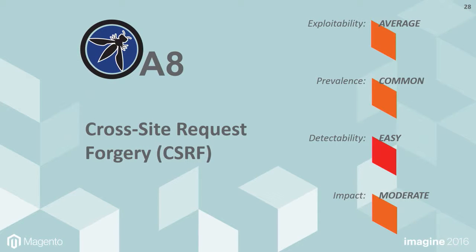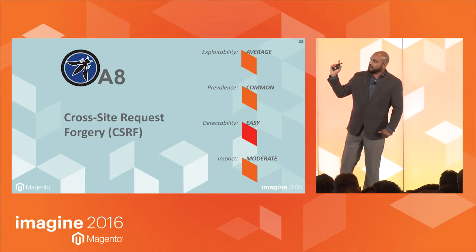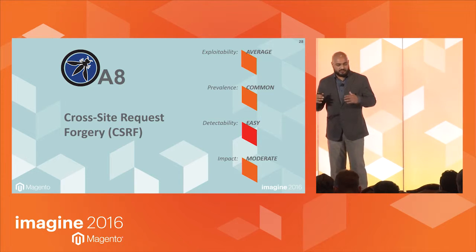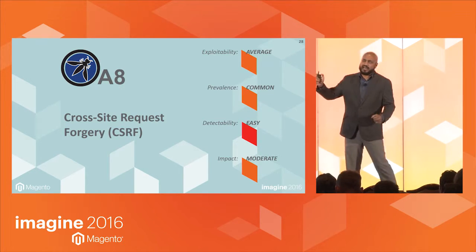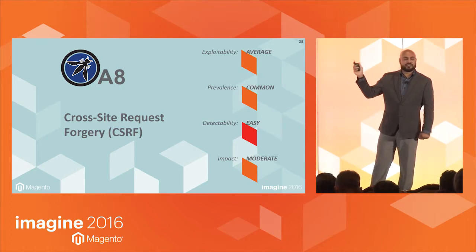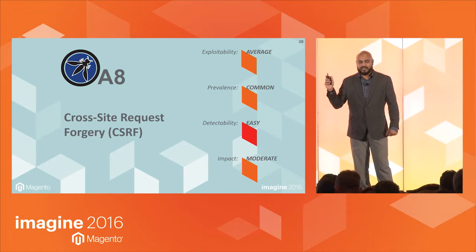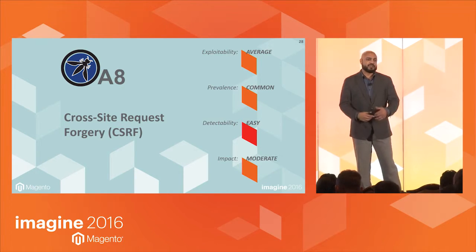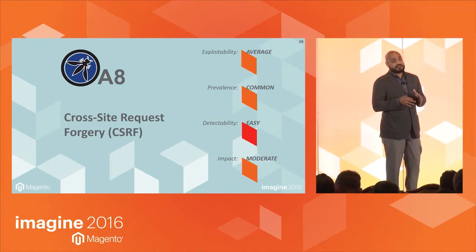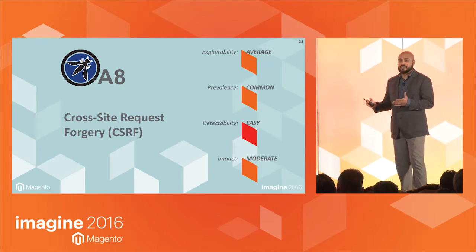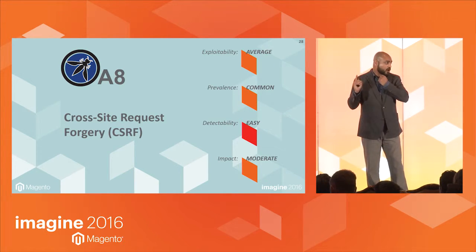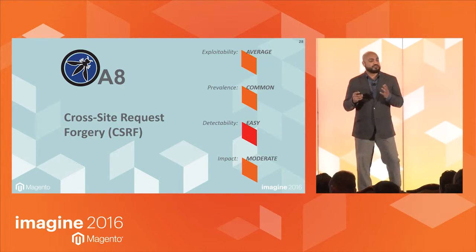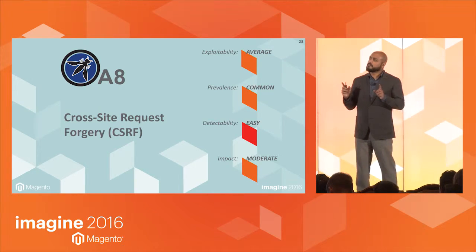Moving on to A8, and this is a fun one. Now, mind you, the OWASP Top 10 was created in 2013. Well, it was created decades ago, and it was last updated in 2013. A8 was not as common before 2013, but cross-site request forgery has been increasing. So I suspect the next time OWASP revises their top 10, this will move up. I'm going to spend a little more time here to explain how cross-site request forgery works, because it's a little more complicated.